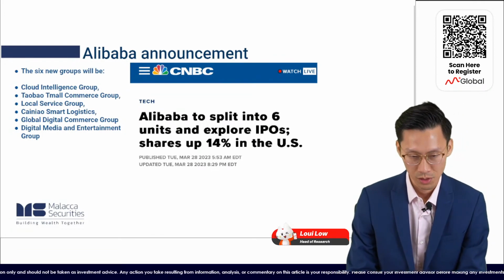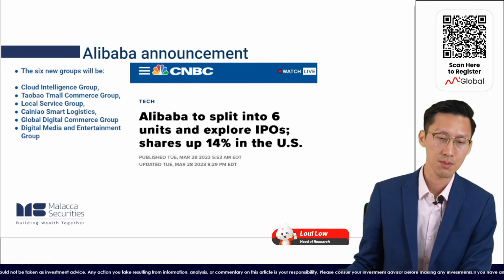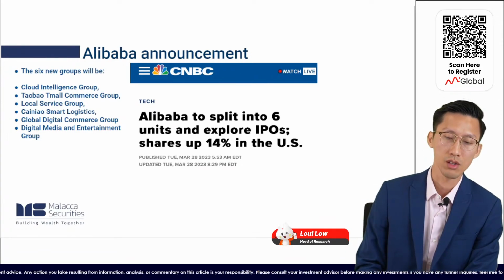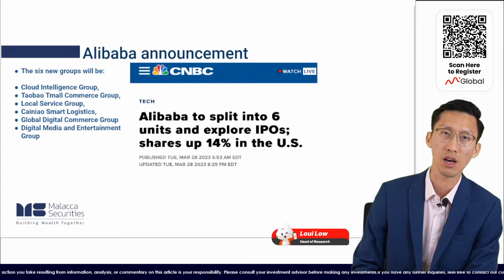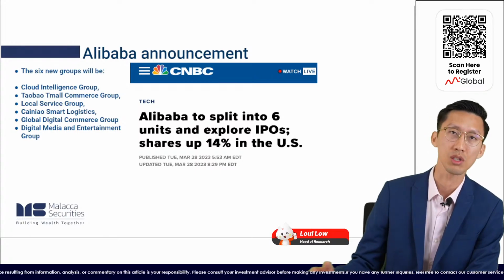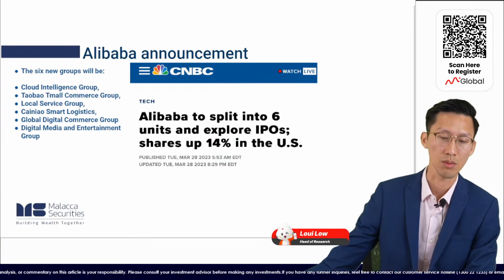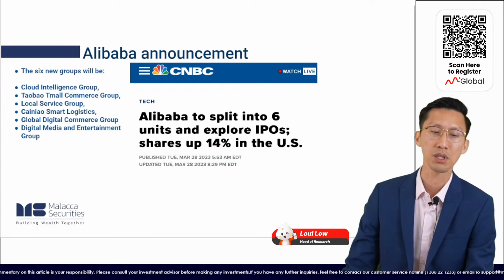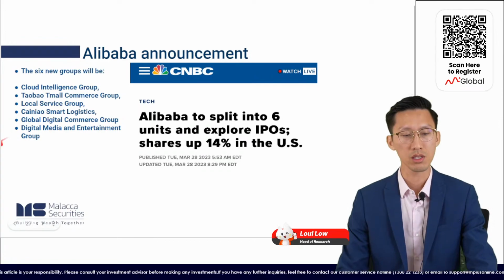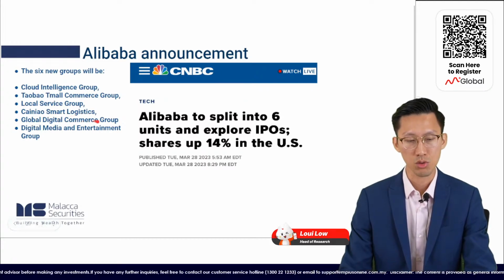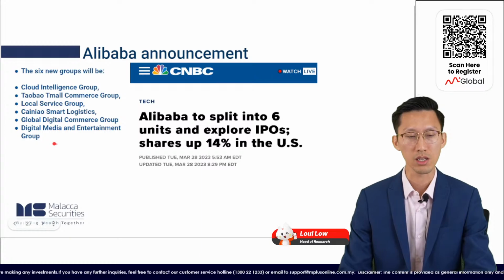Okay, so coming to the last part, which is the Alibaba announcement on splitting their subsidiaries into different IPOs, and this is called a spin-off to perhaps unlock some value in all these companies here. Cloud Intelligence Group, Taobao Tmall Commerce Group, Local Services Group, Cainiao Smart Logistics, Global Digital Commerce Group, Digital Media and Entertainment Group.